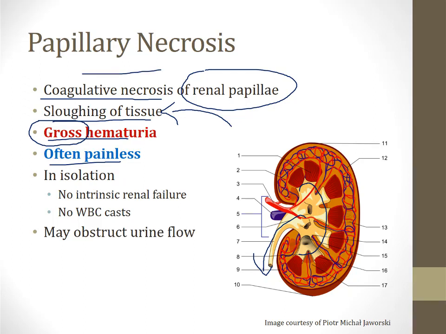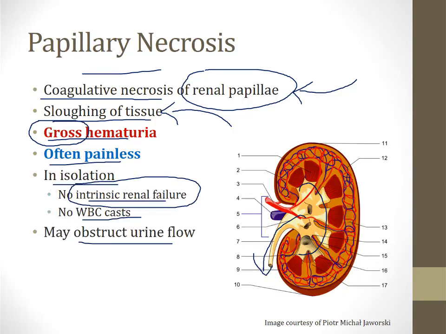Also important to understand is that when this occurs in isolation, there's no intrinsic renal failure or white blood cell cast. That's because the glomeruli and the tubules are not found in the papillae. So when you have damage to this area in isolation, the kidney function remains intact. Now you can get renal failure in papillary necrosis. That's because the tissue that sloughs off may obstruct urine flow, but you shouldn't see intrinsic renal failure like you do in glomerular diseases or tubular necrosis because those portions of the nephron remain intact.